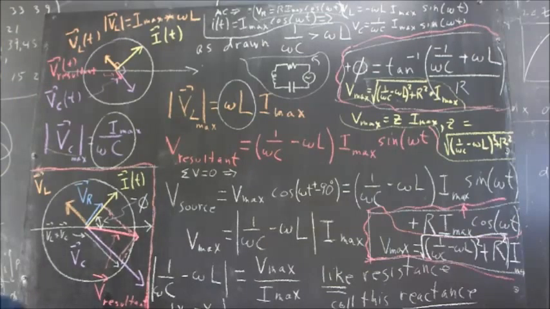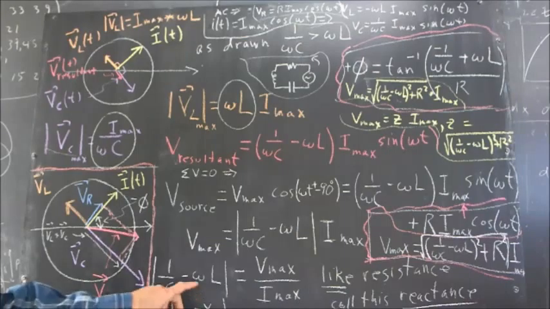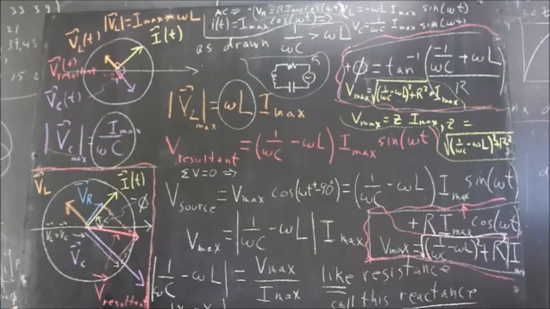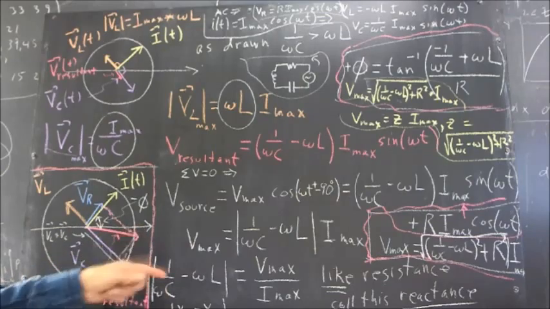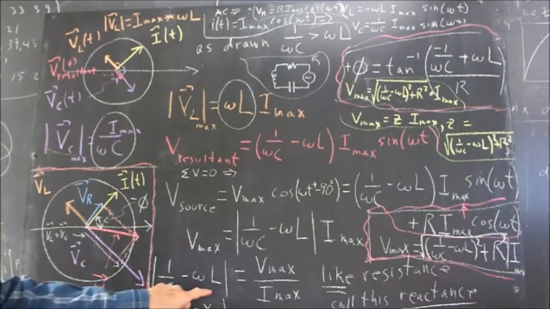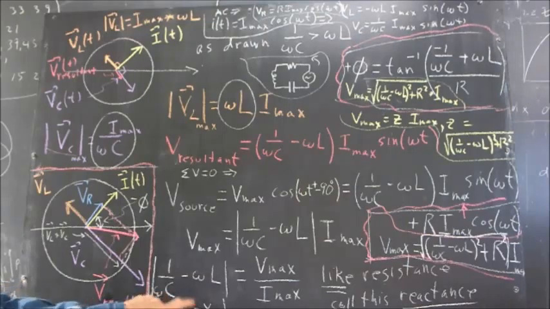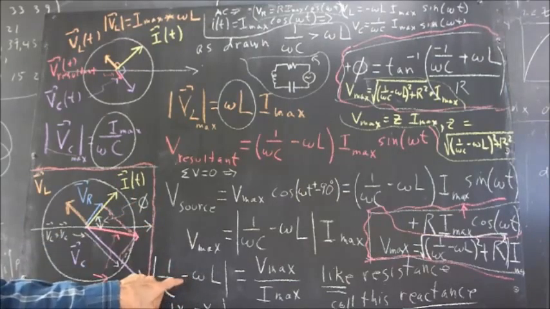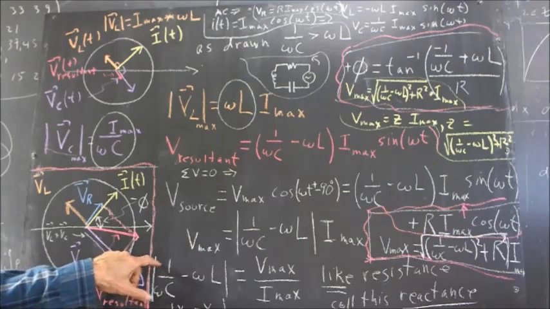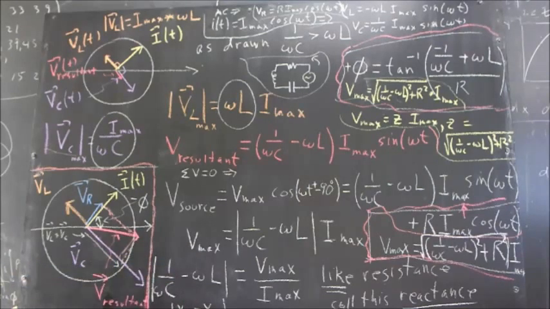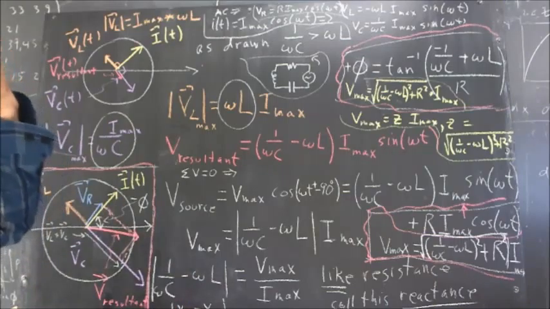And also noted that 1 over omega C is X sub C, capacitive reactance, and negative omega L is X sub L, inductive reactance. And the total reactance, for reasons that are very clear by the opposite directions of these voltages on the phasor diagram, is just the magnitude of this. And this would allow us to change the sign, have a negative on this one, a positive on this one, which is probably consistent with the way it's usually written.